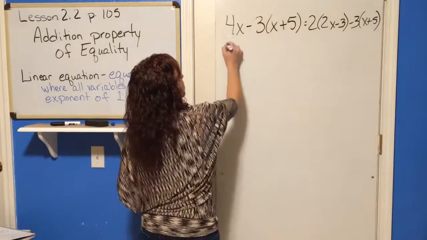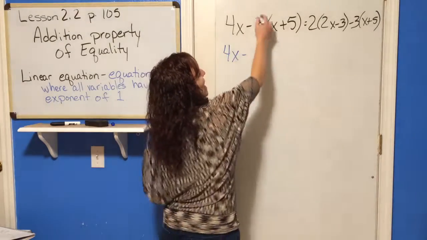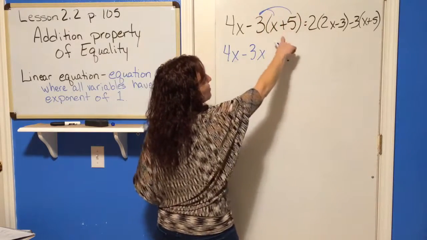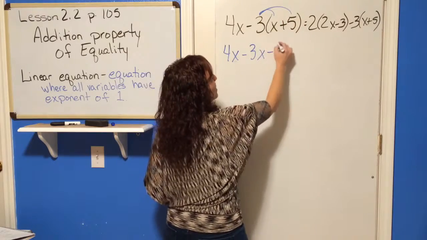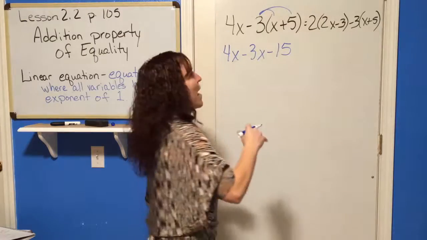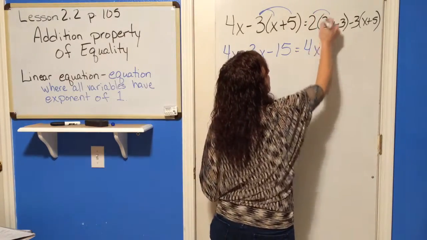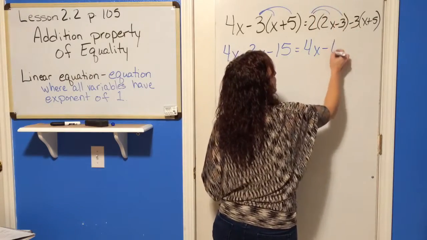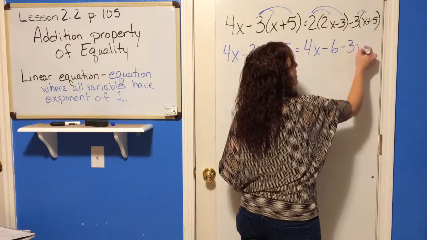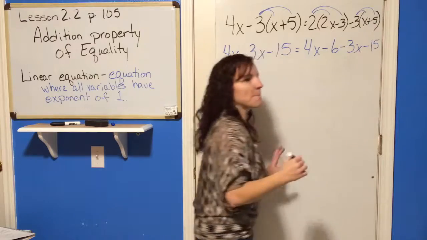So the 4x is by itself, so it stays by itself there. Negative 3 times x is minus 3x. Negative 3 times the 5, don't lose the negative, minus 15. Oh, you should have done this on your own and then come back. Pause it and finish it up and then come back. Equals 2 times 2x is 4x. 2 times a negative 3 is negative 6. Negative 3 times x is negative 3x. Negative 3 times a positive 5 is negative 15.